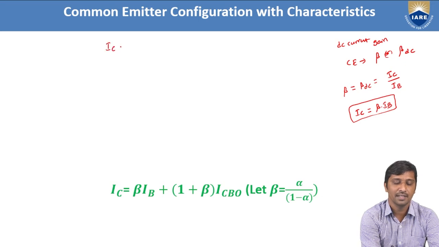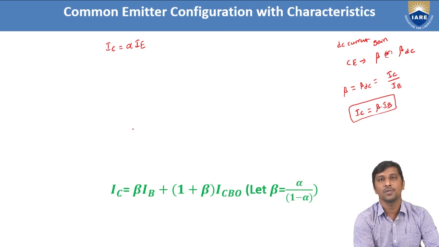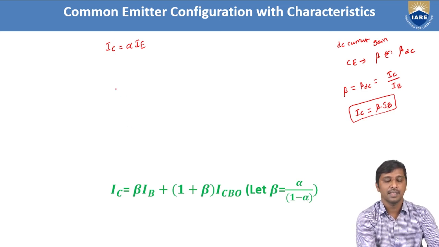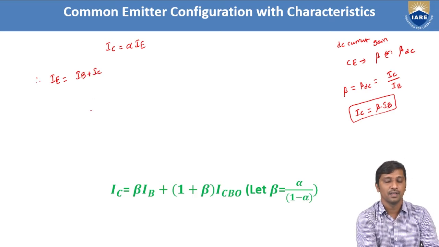From the standard configuration, we derive IC is equal to alpha times IE. Based on this, we need to convert this collector current in terms of your base current. For this case, we know that the emitter current is represented as the summation of base current and collector current. So IE is represented as IB plus IC.